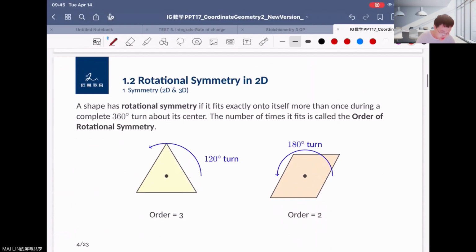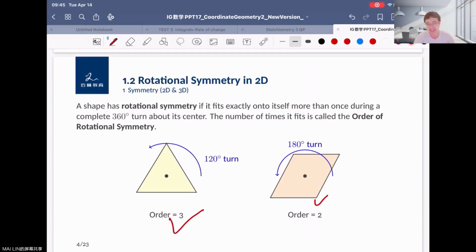And also we have rotational symmetry in two dimensions. On the left graph is a triangle. Each time you make a 120-degree turn, the triangle still remains its shape. Here is a parallelogram, and if you turn it 180 degrees, it is the same as the original graph. So we call this rotational symmetry.